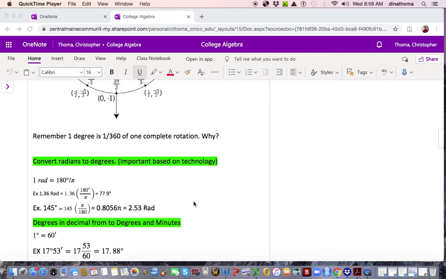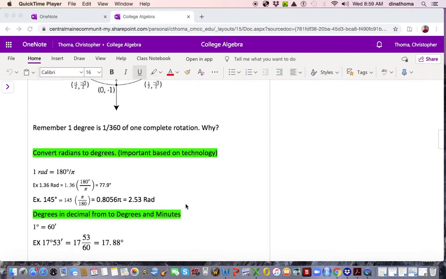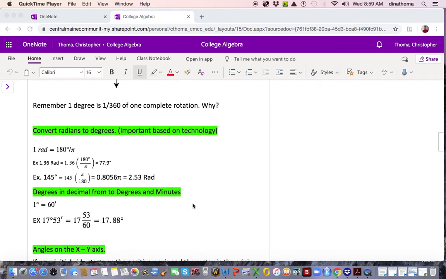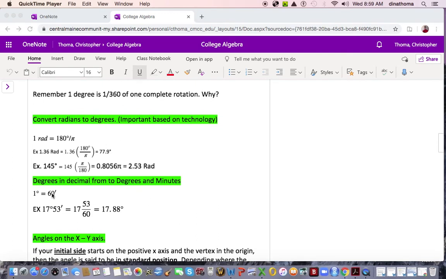However, there'll be a couple of problems in the homework, but most of the time our calculators will be set, so we don't have to worry about it. Now, what you might have to do is converting, right? Because typically degrees are not written in decimal form. So 1 degree is the same as 60 minutes, this little tick. And if I have 2 ticks, that's 60 seconds.